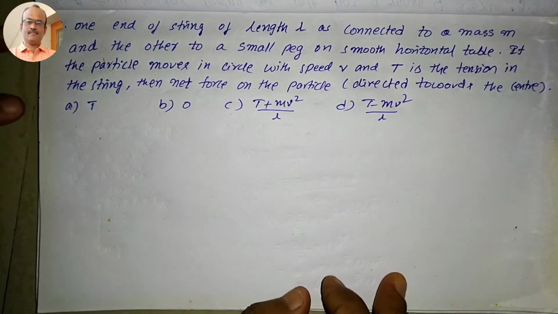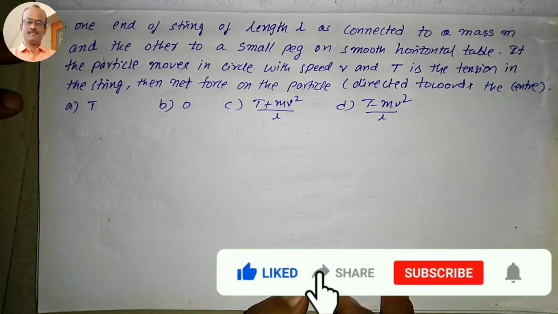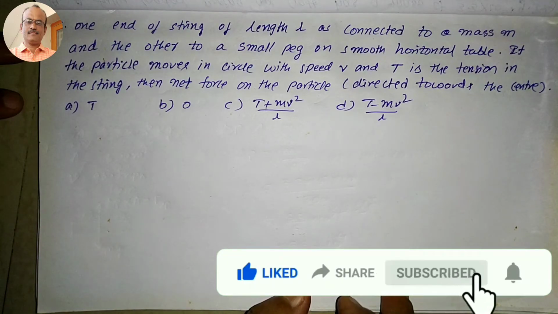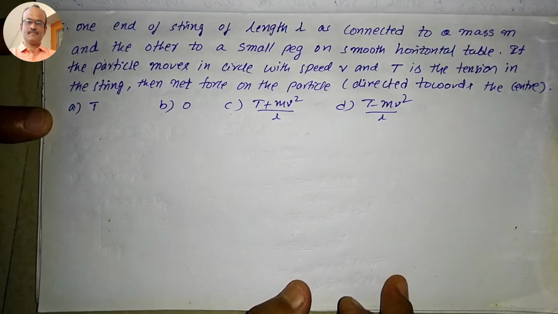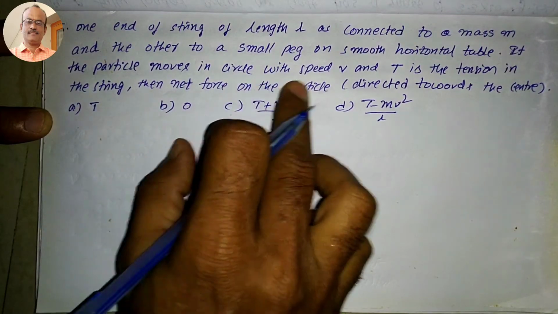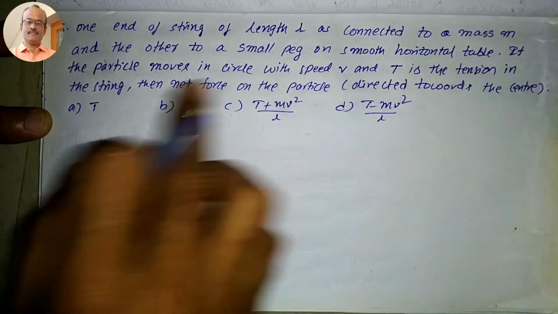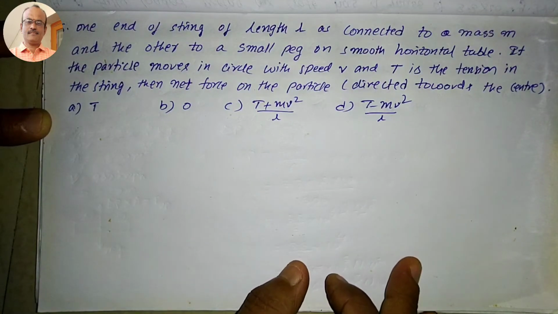Now the question number 15. One end of the string of length L is connected to a mass M and the other end to a small peg on a smooth horizontal table. If the particle moves in a circle with a speed v and tension T in the string, then what is the net force on the particle directed toward the center? So if the particle moves in a circle with speed v and T is the tension in the string, then net force on the particle is how much?